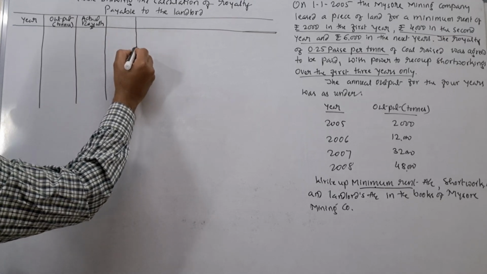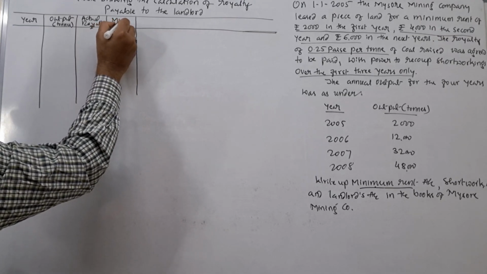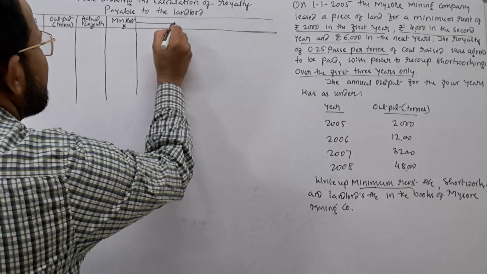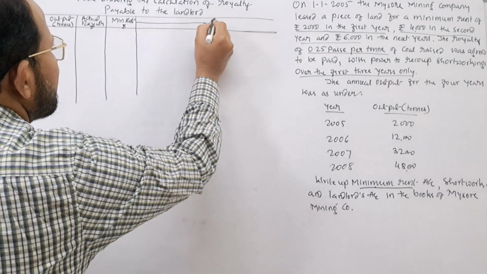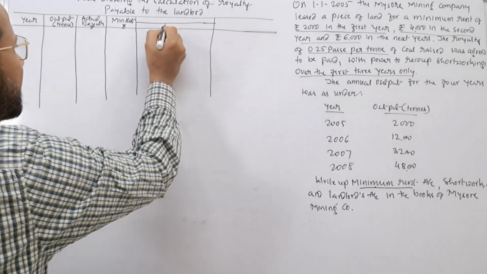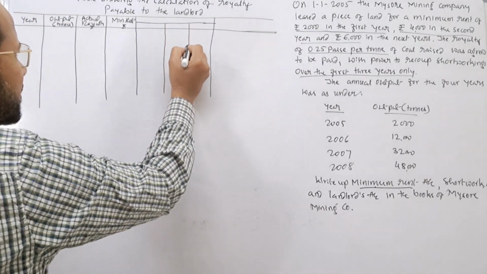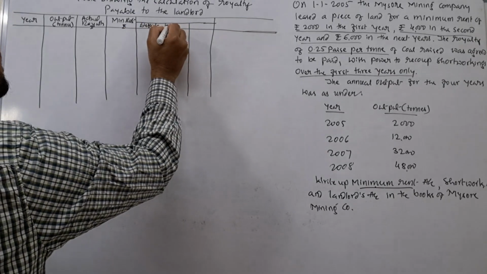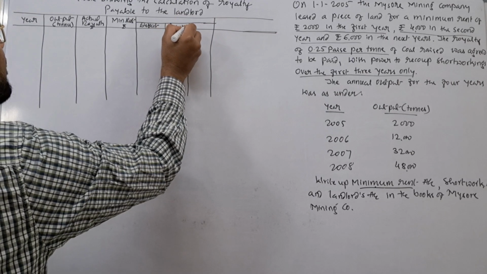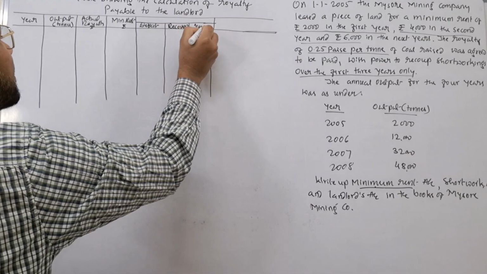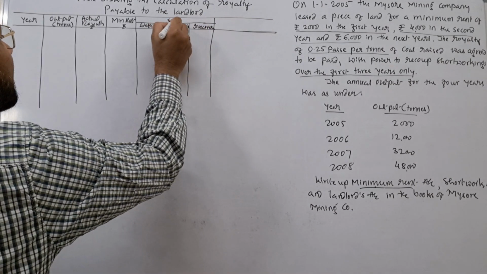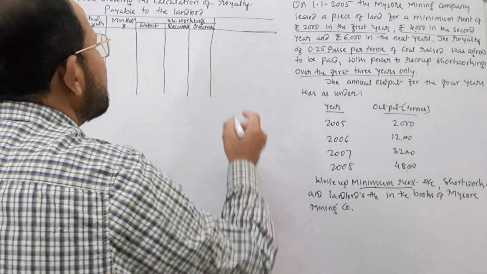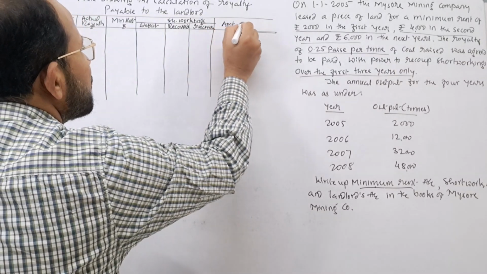Next one is minimum rent or dead rent, want to write. After that write short workings. In short workings again we split into 3 columns. First one is deficit, next one is recovered and irrecovered short workings we write here, irrecovered. Here you write short workings on the top. And last column, amount payable to landlord.